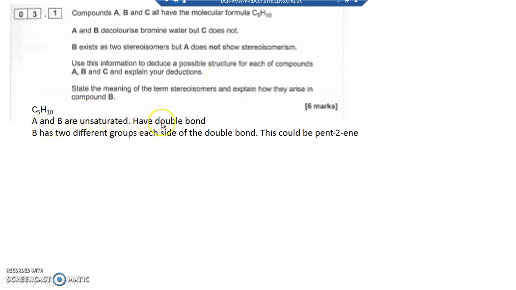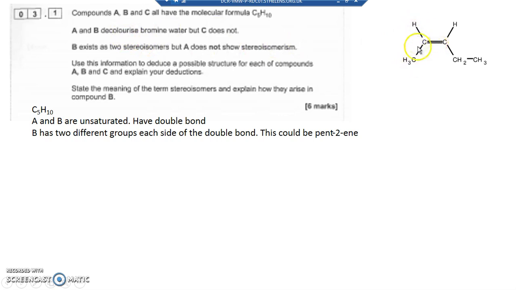A and B are unsaturated, have a double bond. Yes, we established that. B has two different groups to each side of the double bond. Could be pent-2-ene. Pent-2-ene, yes. We've drawn Z pent-2-ene here. That's fine. Let's just check that it does have the properties described in the question. Does it have a double bond? Yes, it does. It will decolorise bromine water.